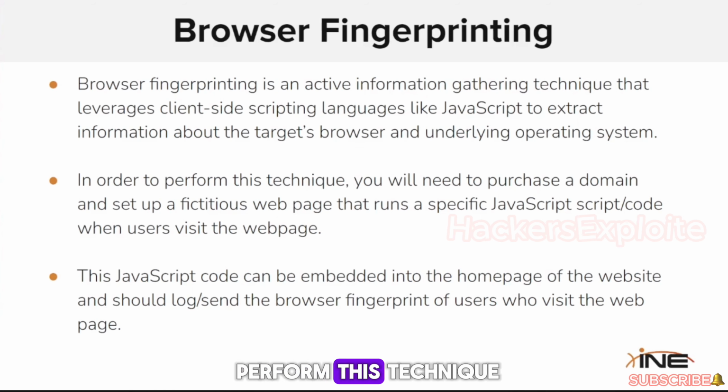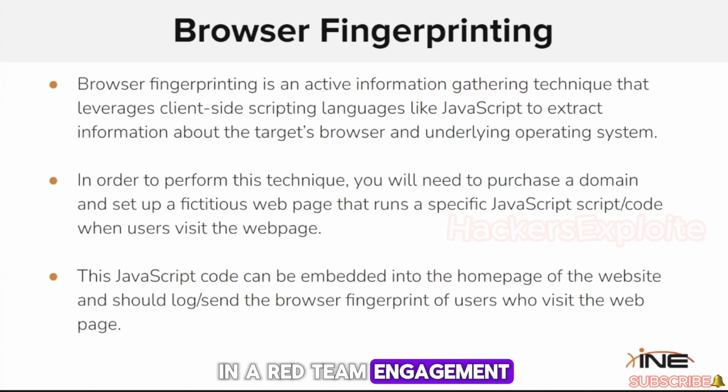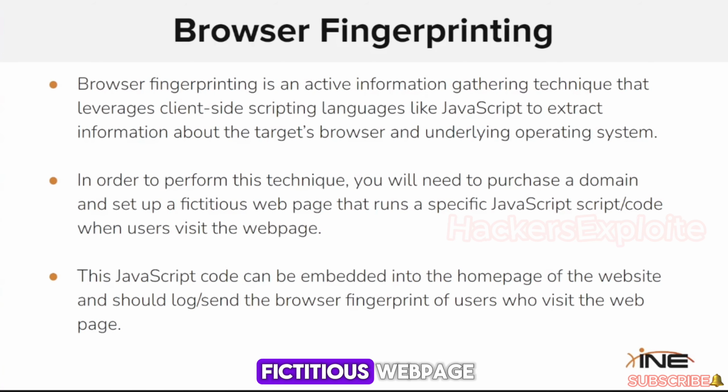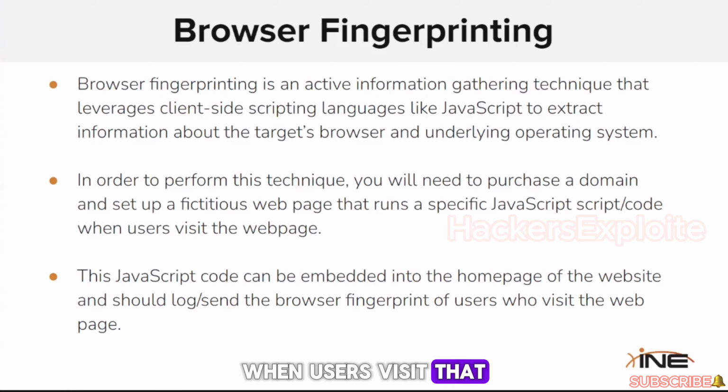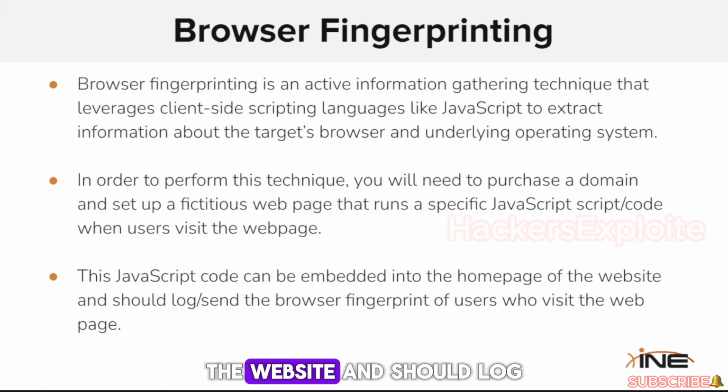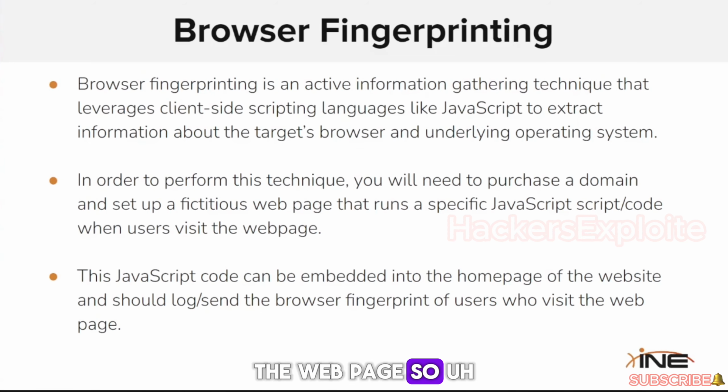In order to perform this technique, you will need to purchase a domain. That's not necessary for this demo, but I'm just giving you an example of what I would do in a red team engagement. I would purchase a domain and set up a fictitious web page that runs a specific JavaScript script when users visit that particular web page. The JavaScript code can be embedded into the homepage of the website and should log or send the browser fingerprint of users who visit the web page. In the demo that I'll be giving you, I'll show you how this can be saved so you can access it after the fact. Remember, we need this info to be saved so we actually know it.